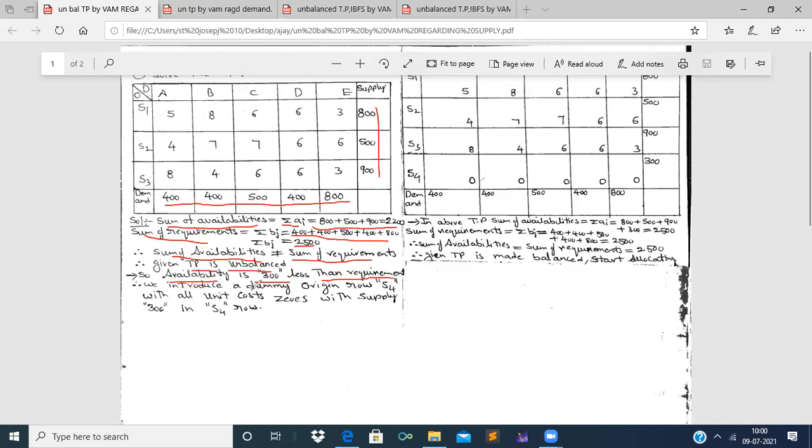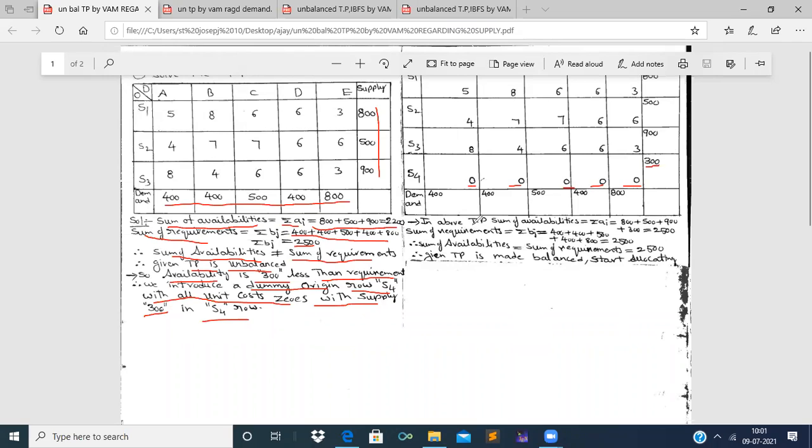We introduce a dummy origin, meaning a dummy row, S4, with all unit costs zeros and supply 300 in the S4 row. It is the problem in which we introduce S4. And now let us see this S4. The supply is 300 and all the cost cells are filled with zeros. Therefore, the given transportation problem is made balanced.